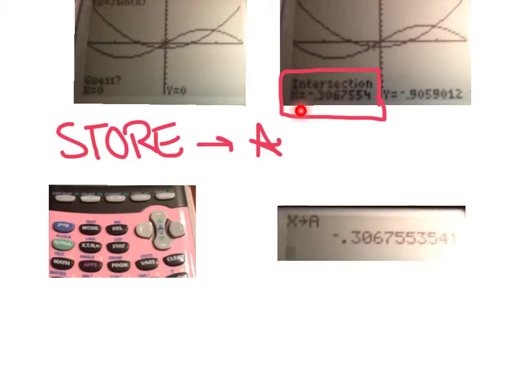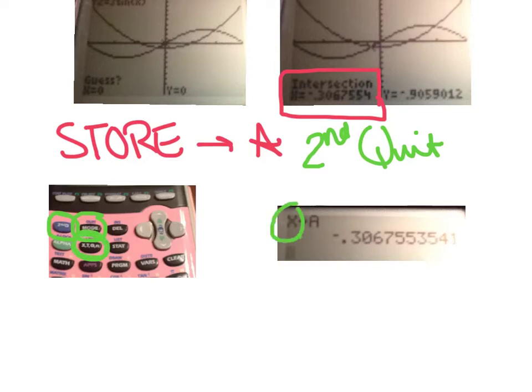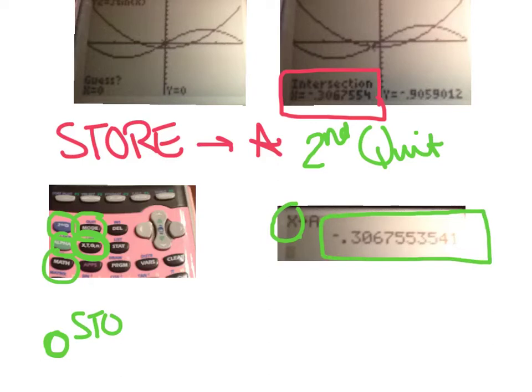You're going to hit second, quit. Second is right here, quit is right next to it. That will take you back to your home screen. You're going to hit the X button, which is right here, and you're going to say store into alpha A. The store button is down here on your calculator. It says STO, and then hit the green alpha button, and A is on the test key or math key. So you are saying X store into alpha A, and it will now store this number into A for you. Again, you can't leave it in X, you need to store that number.